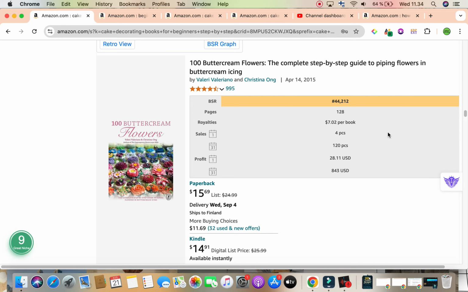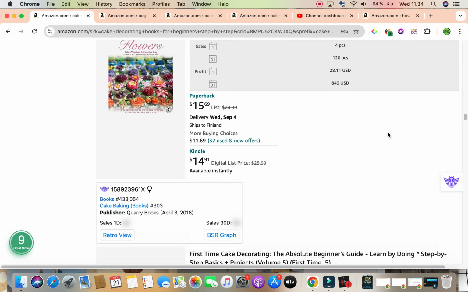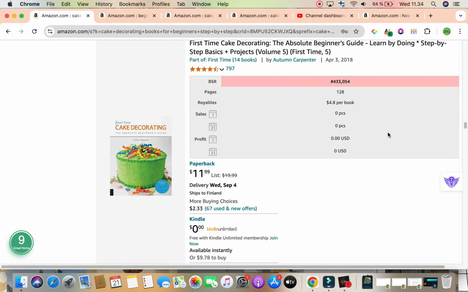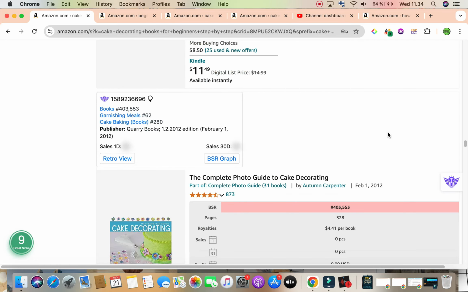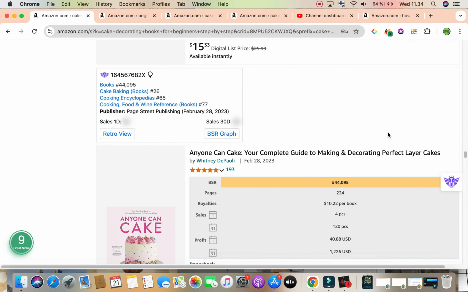So if you currently have any books that are about cake decorating, piping, frosting, buttercream, anything related to that, sweets and desserts, go ahead and add this keyword to your 7 keyword slots and update it. I usually do that every 2 to 3 months. To be honest, it really does play a big role when it comes to boosting up your books.